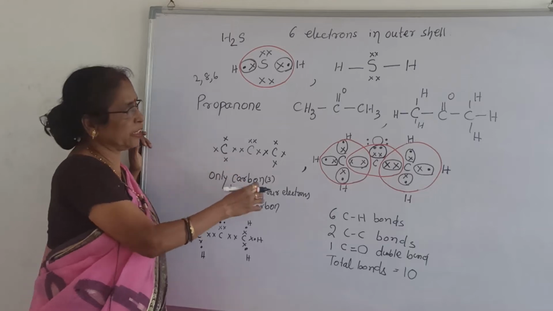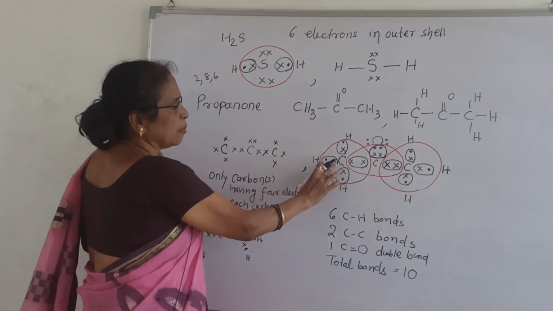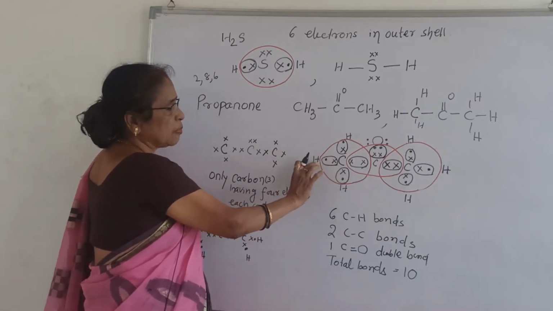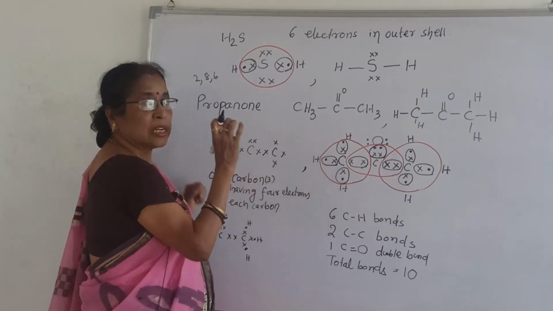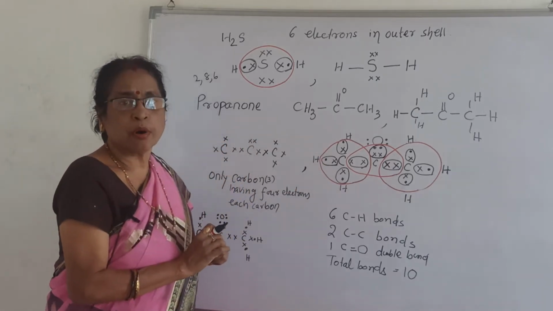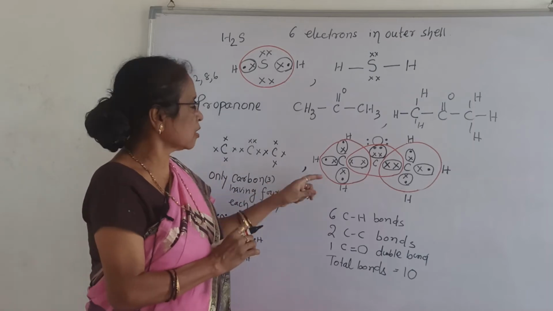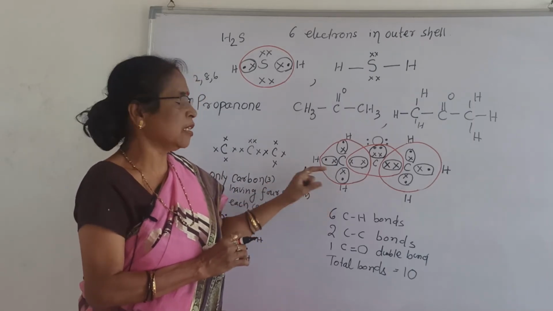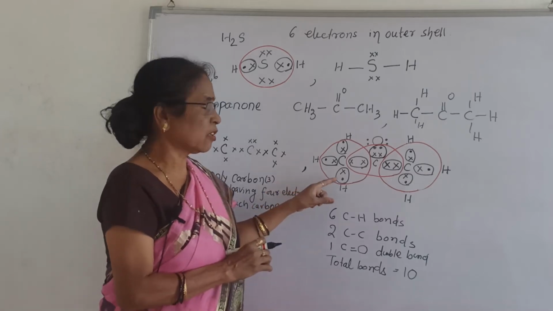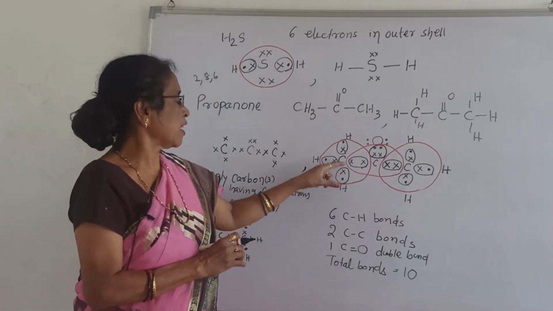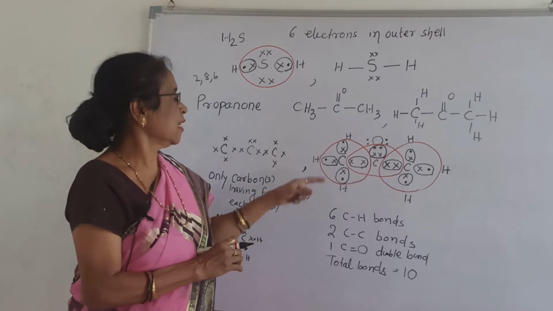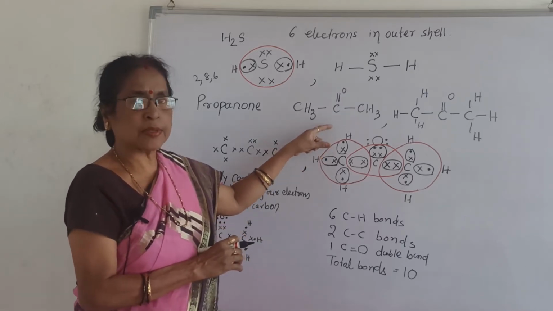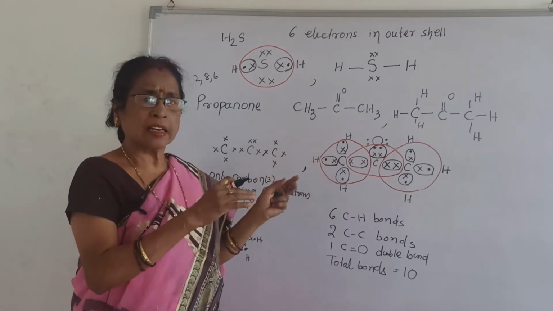then what happens? See here, from this carbon the cross structure and from hydrogen the dot structure, it forms one covalent bond by sharing of electrons. Similarly here also you can observe, from carbon and from hydrogen it forms an electron dot structure. Sharing of electrons takes place. Here also sharing of electrons takes place between hydrogen and carbon.